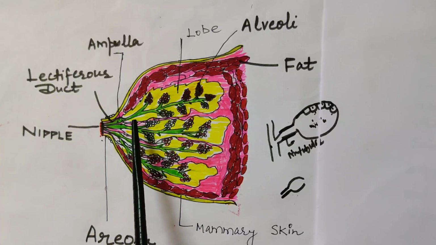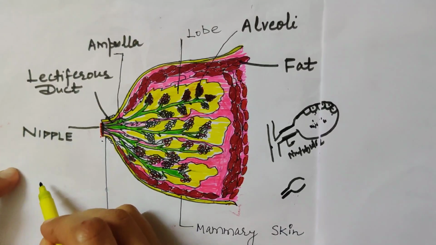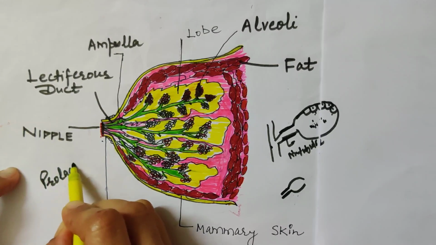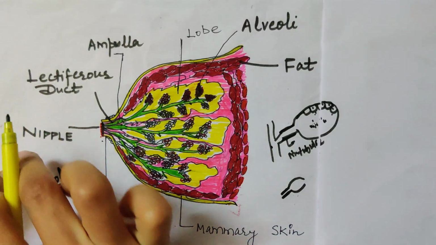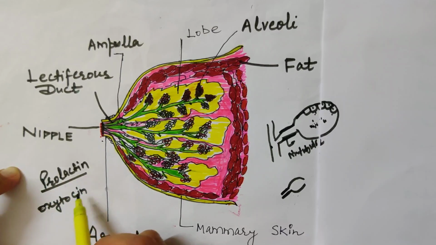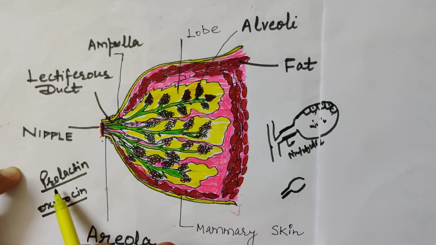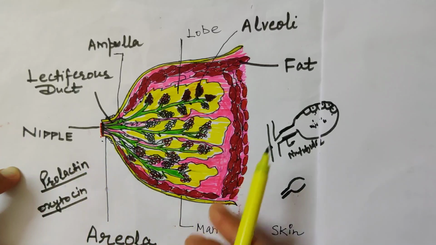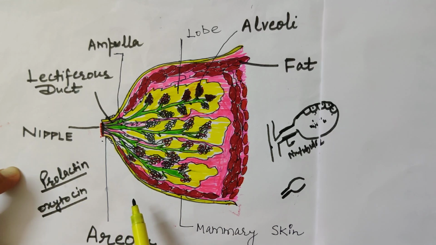So two hormones play an important role. One that plays a role in milk formation is prolactin, and milk ejection, how the milk moves out from the mammary gland, is by oxytocin. Oxytocin is secreted by the posterior lobe of the pituitary gland, while prolactin is secreted by the anterior lobe of the pituitary gland. And the first milk after parturition is called colostrum.